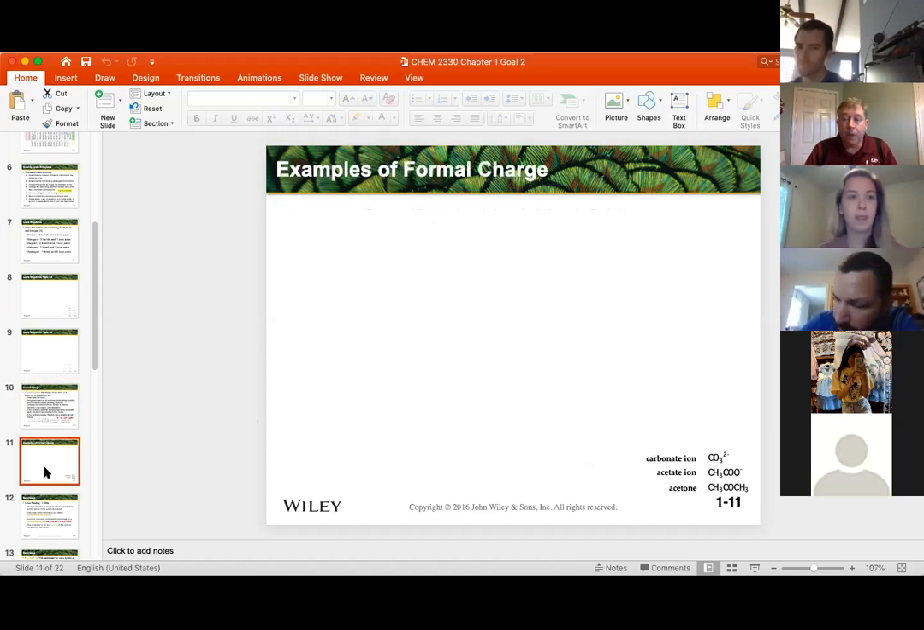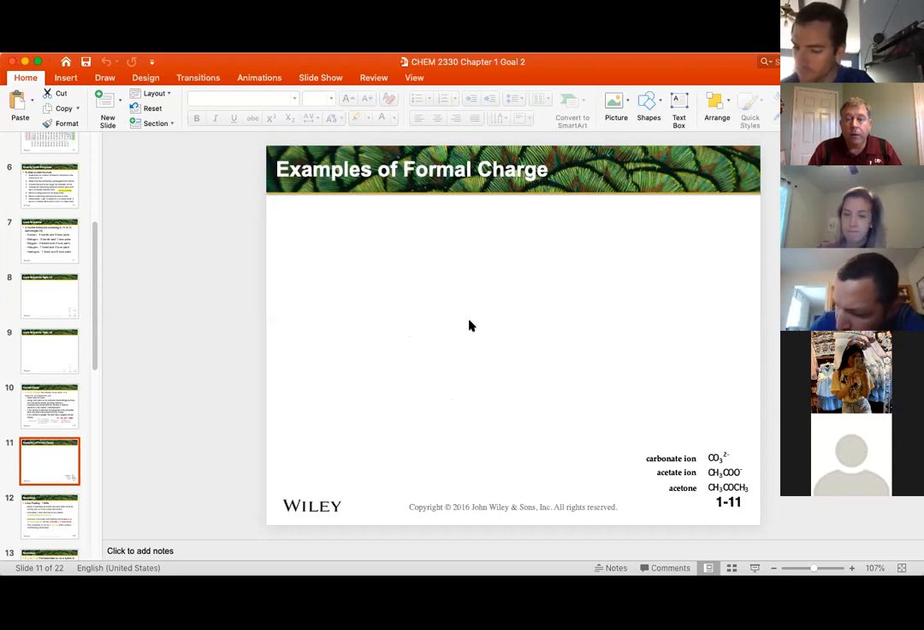Okay, so let's go ahead and calculate this middle one here, the acetate ion. I'm going to annotate again here. The first thing we want to do is draw a valid Lewis dot structure before we can calculate formal charge. And then we need to calculate the formal charge on each atom, okay? So I'm going to do that for the acetate ion, which is CH3COO minus. That minus means we're going to add an electron there.